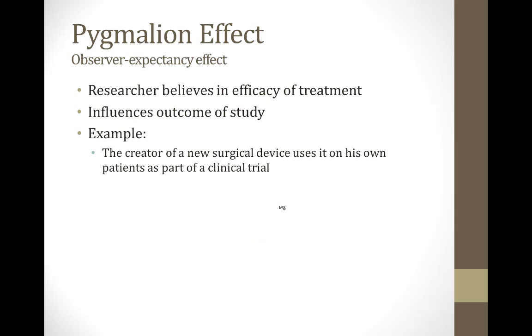The next type of bias is called the Pygmalion effect. This is also called the observer expectancy effect, and it's named after the Greek myth of Pygmalion, which was about a sculptor who fell in love with his own statue. This type of bias occurs when the researcher believes in the efficacy of treatment and influences the outcome of a study. For example, if the creator of a new surgical device uses it on his own patients as part of a clinical trial, he may use it in a way, or influence the outcomes of the study in a way, that biases the results.